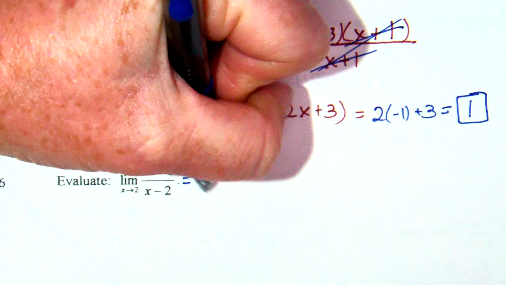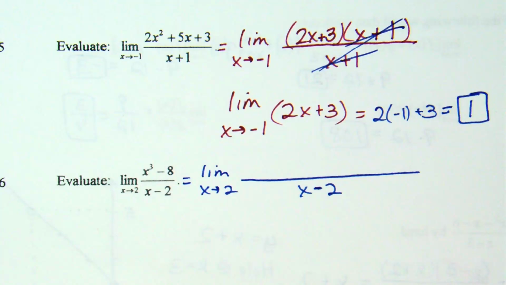X cubed minus 8 should be recognized. X cubed is a perfect cube. What about 8? 8 is 2 cubed, so 8 is a perfect cube. There's a subtraction sign in the middle. This is difference of cubes. This factors into a binomial and a trinomial. Sound familiar? We used the F and S thing earlier on to talk about it, one of our first beginning lessons.